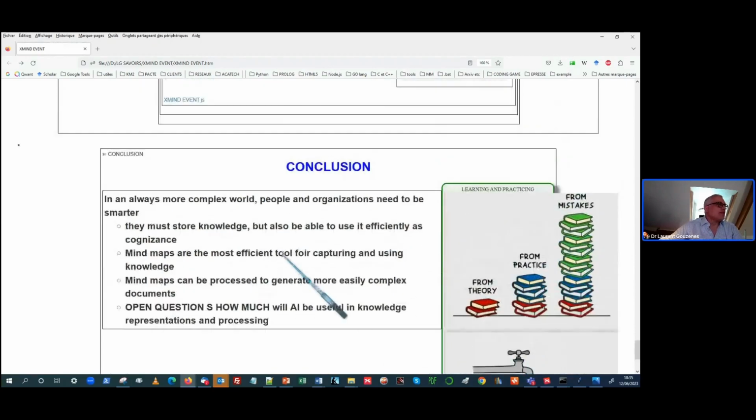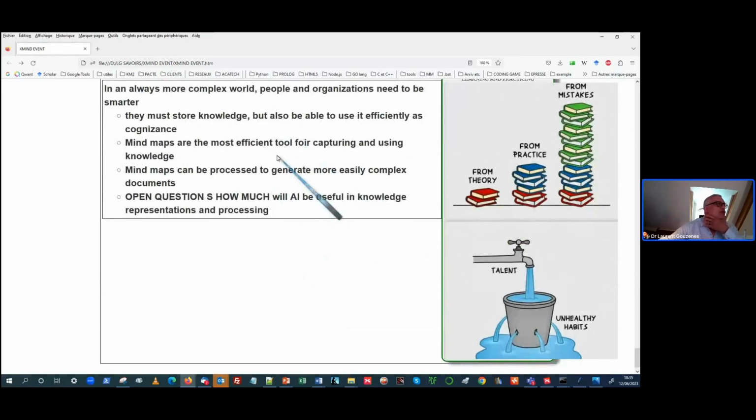the world is always more complex, so you need to be smarter, and you need to store more knowledge. You need to improve your cognizance about things, and learning is really a very important thing in the modern world, and you should not waste your talent. Try to use healthy habits, which will help you to understand and be more efficient.